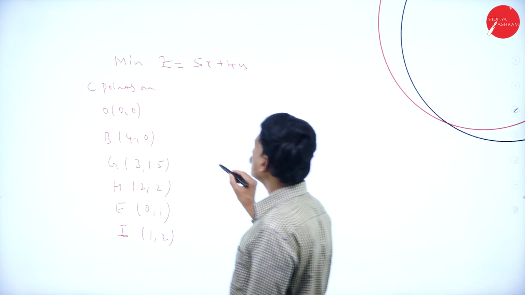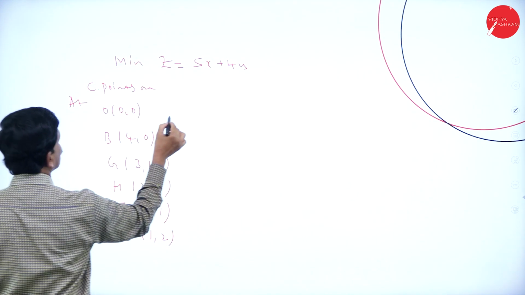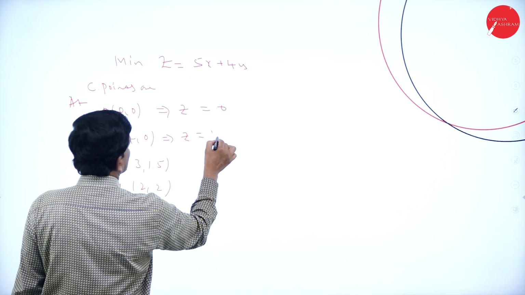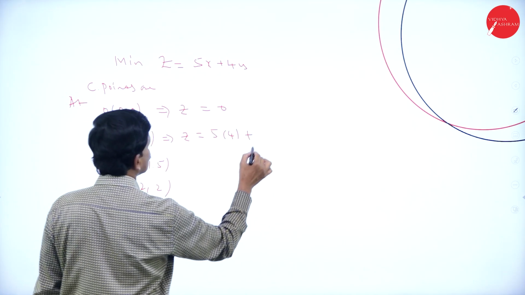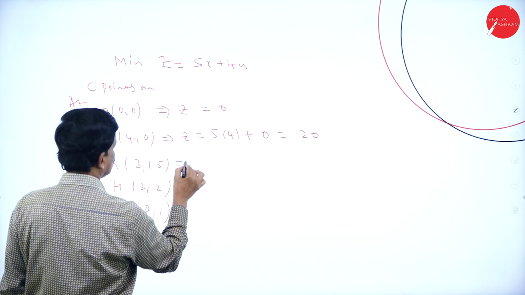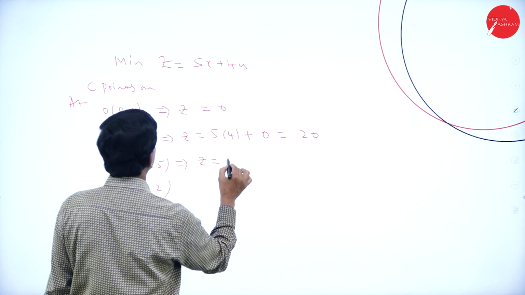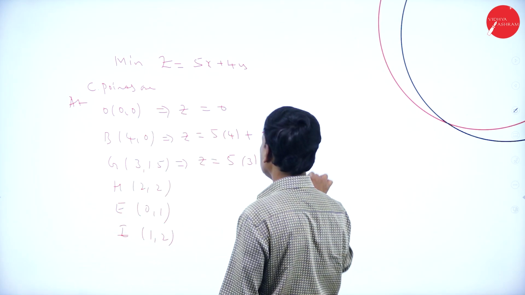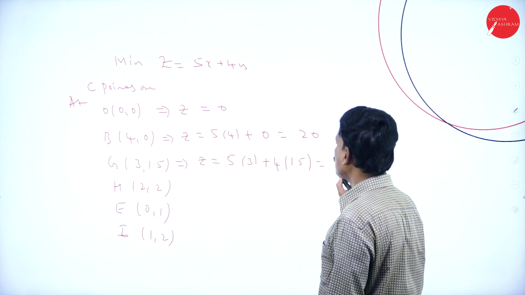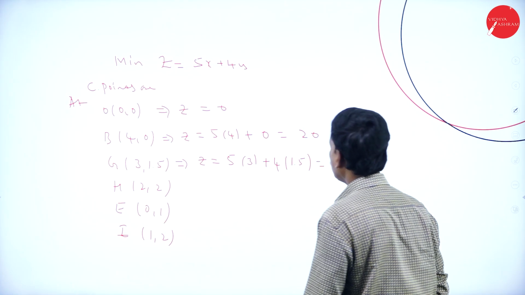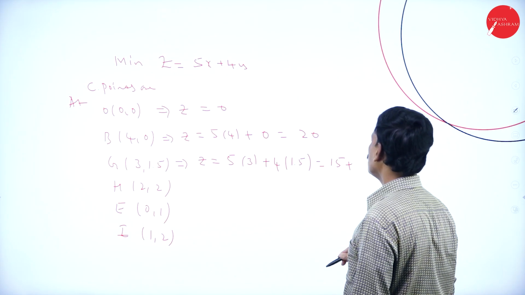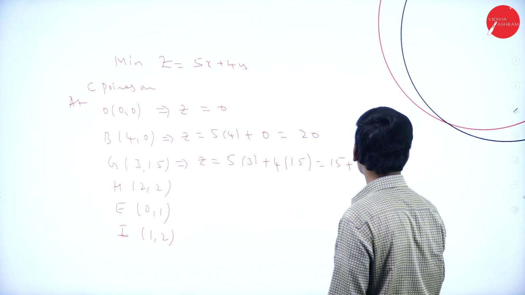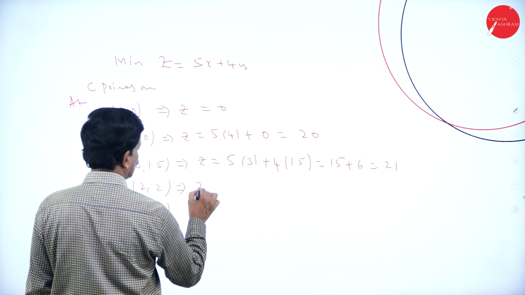Okay, now substitute here. At 0, 0, z is equal to 0. At B, z is equal to 5 into 4 plus 0, this is 20. At G, z is equal to 5 into 3 plus 4 into 1.5. 5 3s are 15 plus 1.5 into 4, that is 6. This is equal to 21.